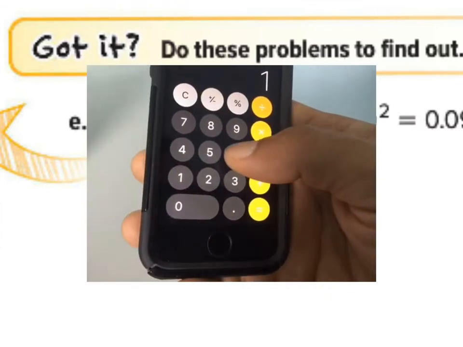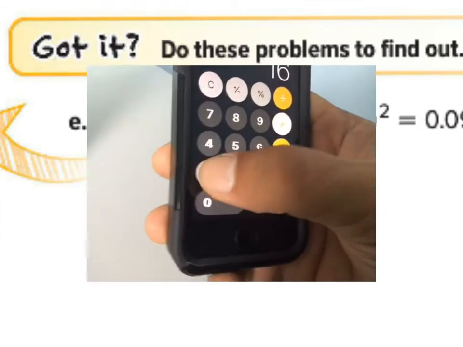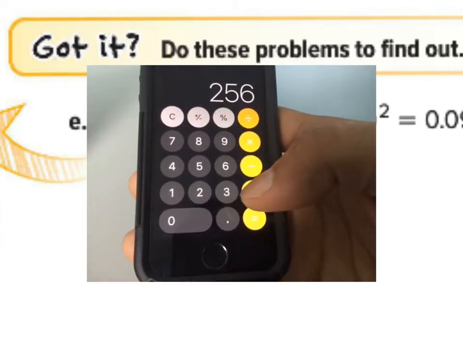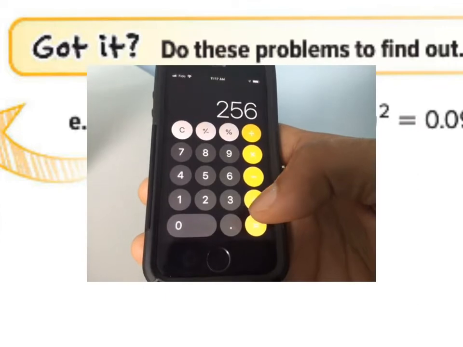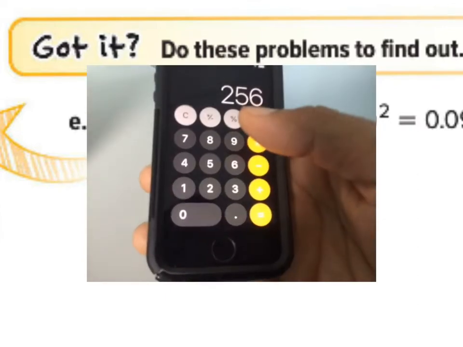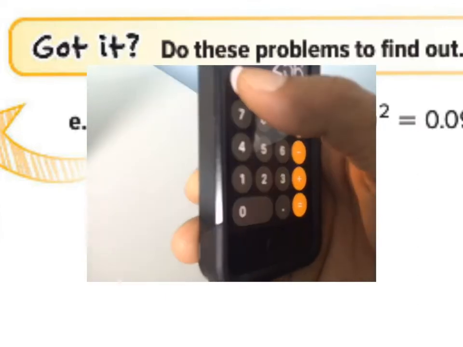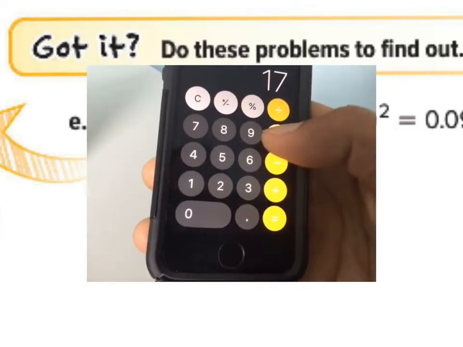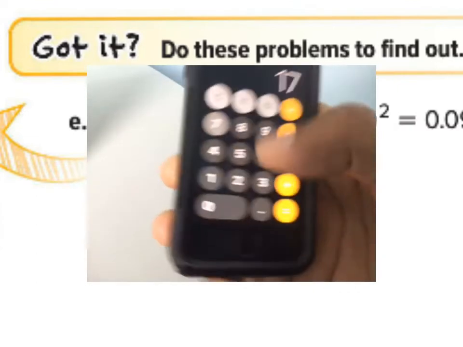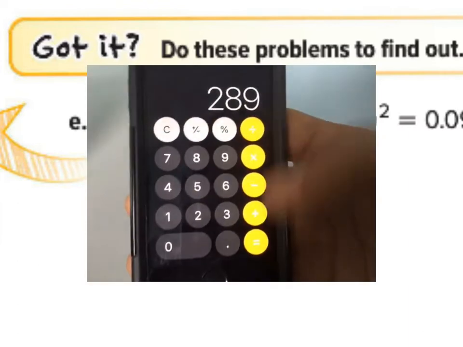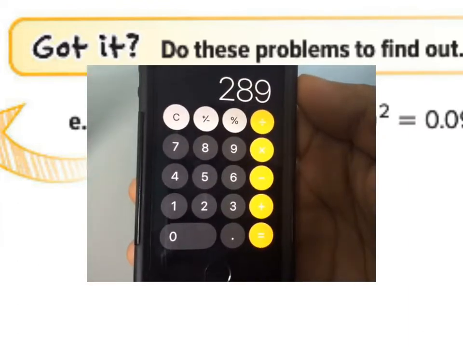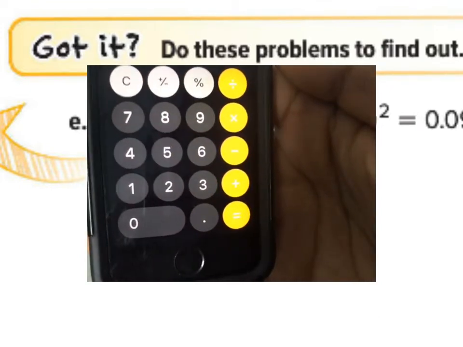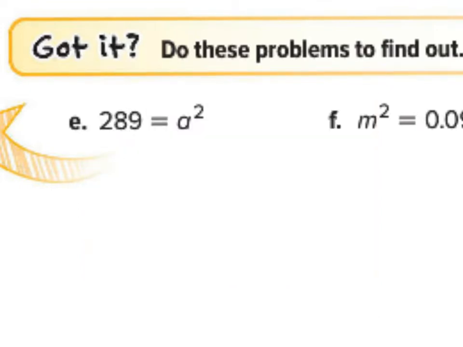I might go 16 times 16 equals, I get 256, but I'm looking for 289, so I'm not quite there yet. So I'll just clear that and I'll try again. 17 times 17 equals, there it is, 289. Now it could also be positive or negative 17. So as you saw, that was just simply trial and error.